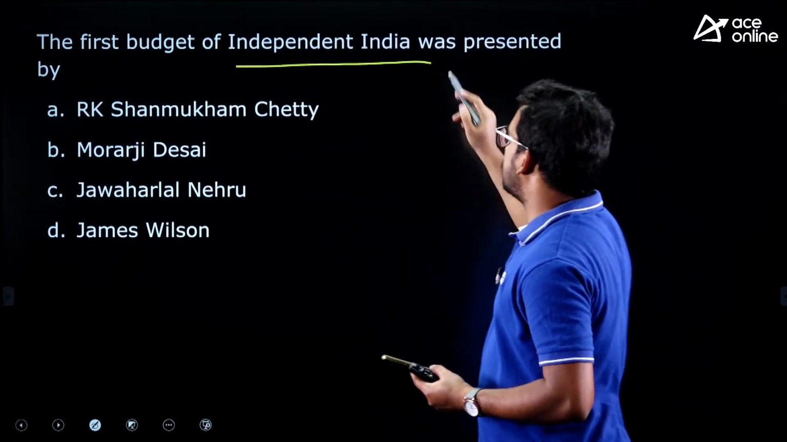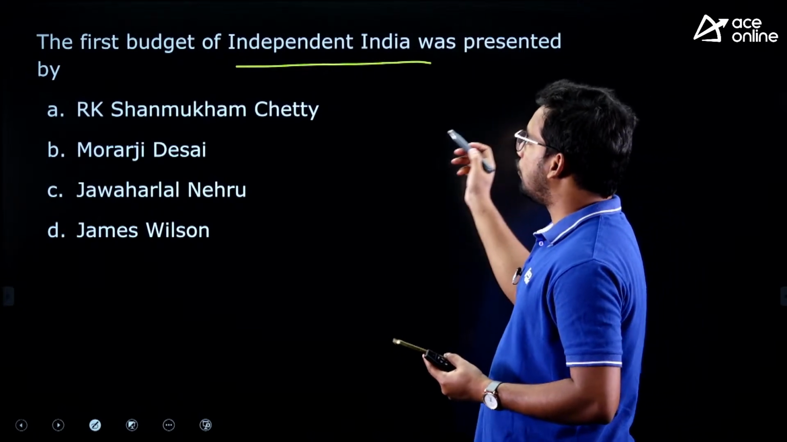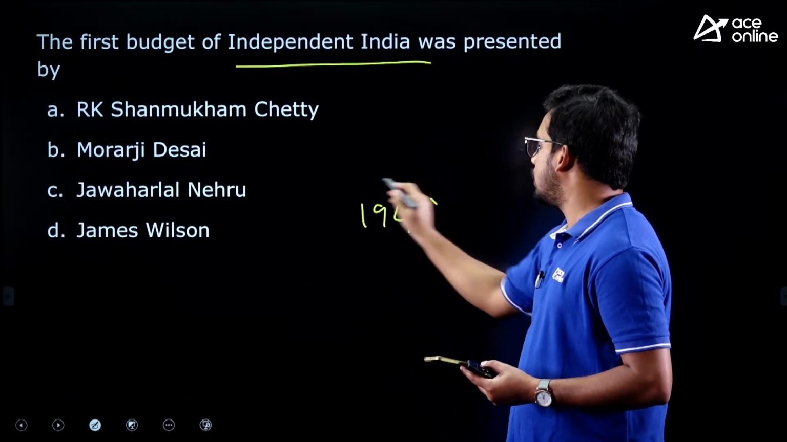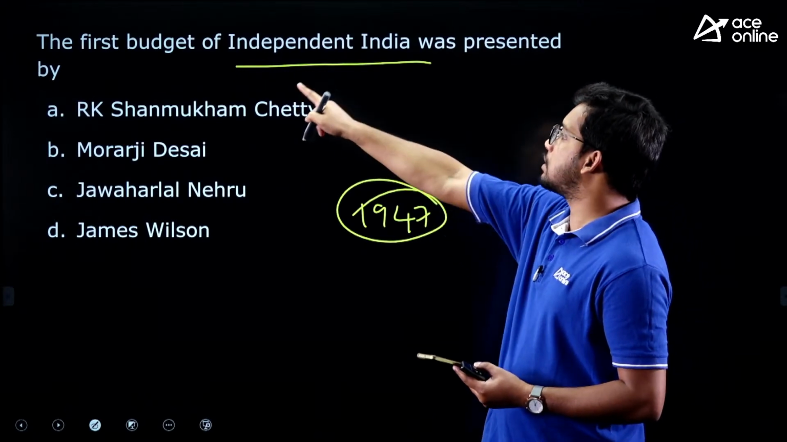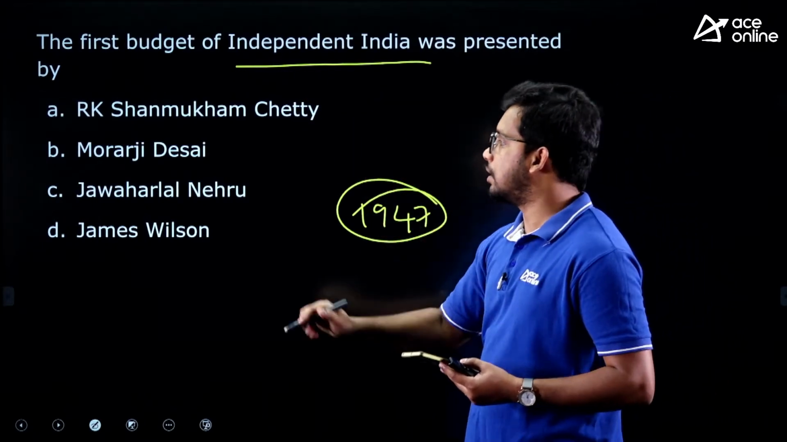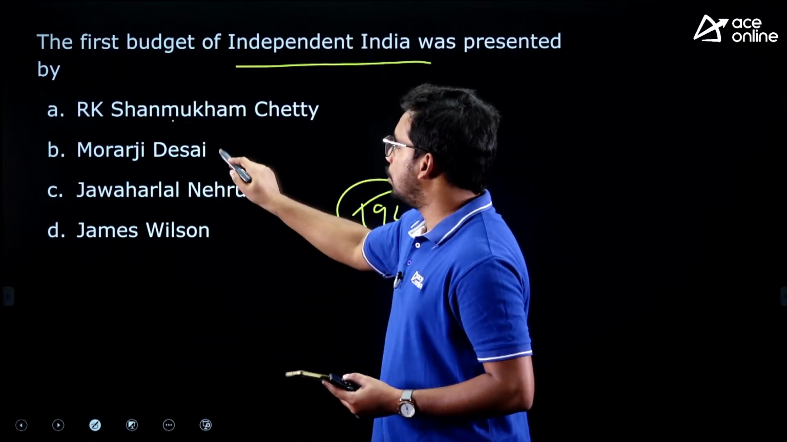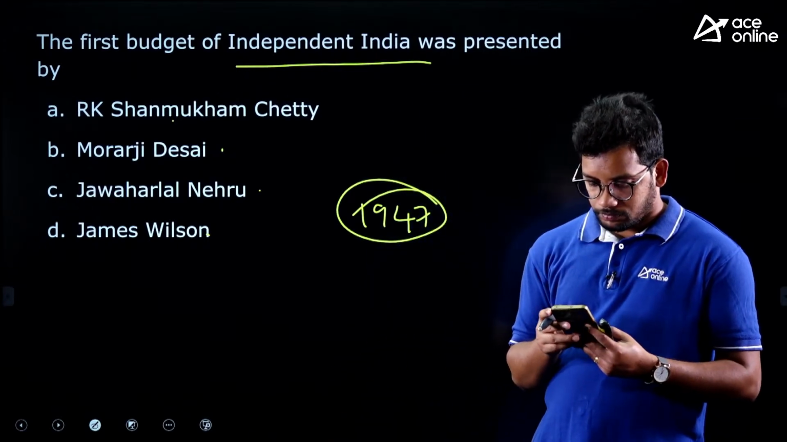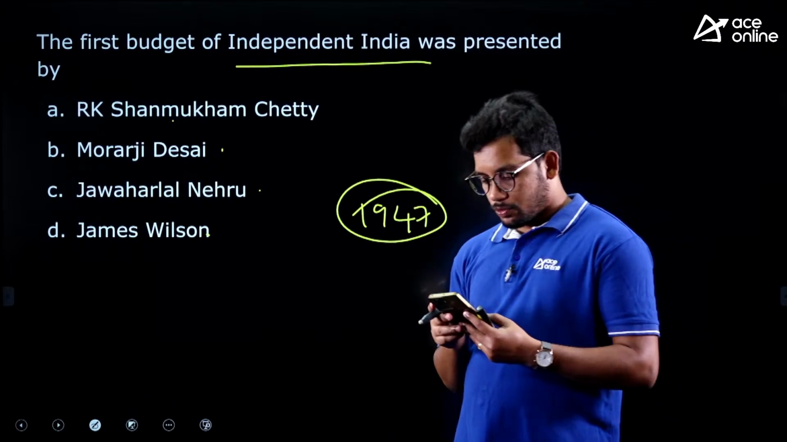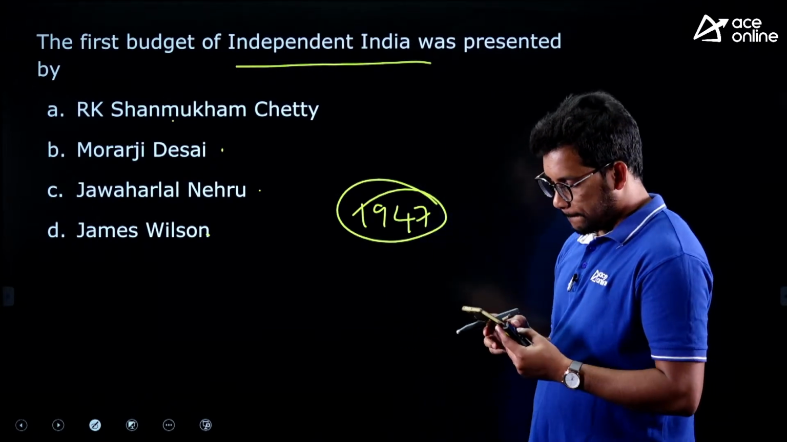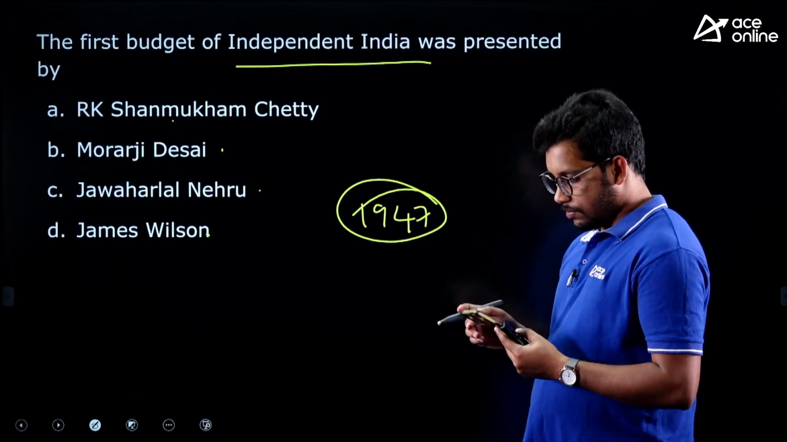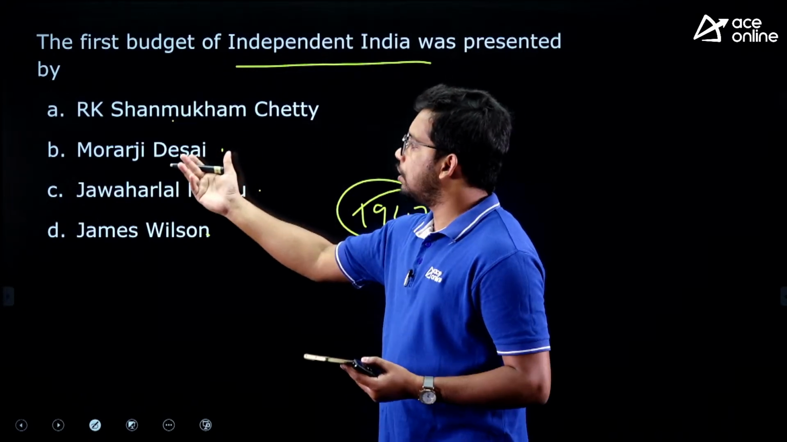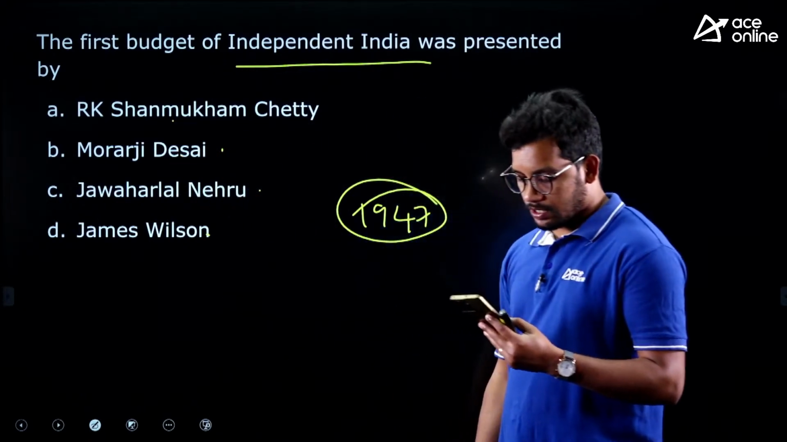Next question: the first budget of independent India was prepared by. After independence, in 1947, India got independence, right? So who prepared the first budget of independent India? R.K. Shanmugam Shetty, Morarji Desai, Jawaharlal Nehru, James Wilson. So who has done this? Anyone got an idea about this?